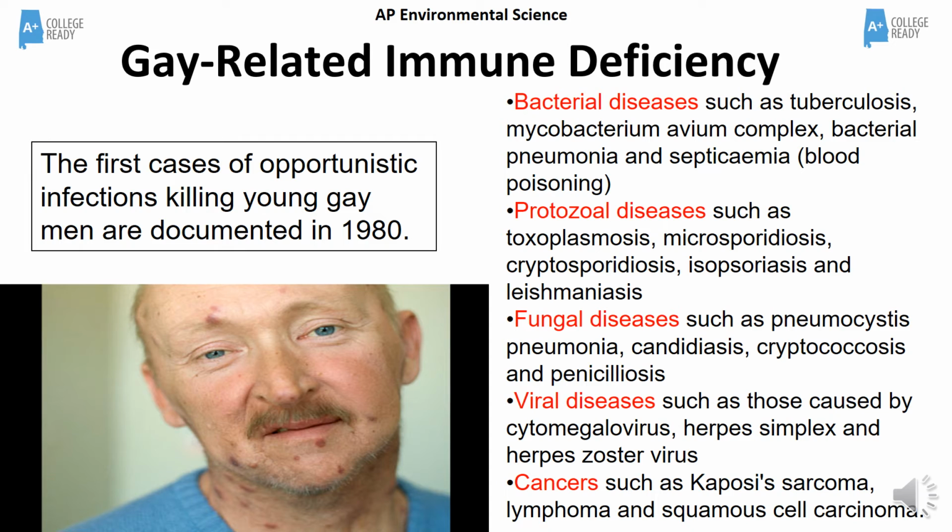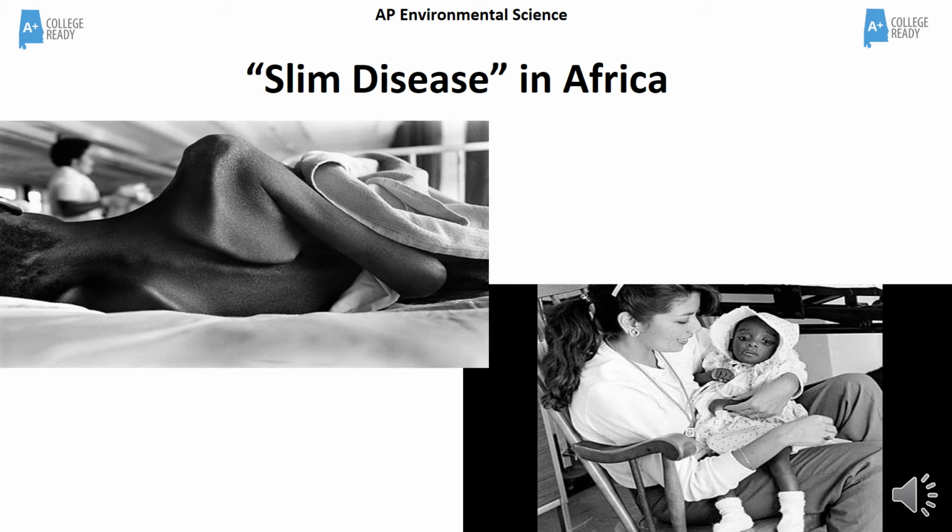When the disease was first showing up in the United States, it was called GRID, or gay-related immune deficiency, because that was the population it tended to be centered in. And so they were seeing these diseases that you wouldn't normally see in healthy adults, such as bacterial, protozoal, fungal, viral diseases, and rare forms of cancer. In Africa, before it was named AIDS, it was termed the Slim disease.